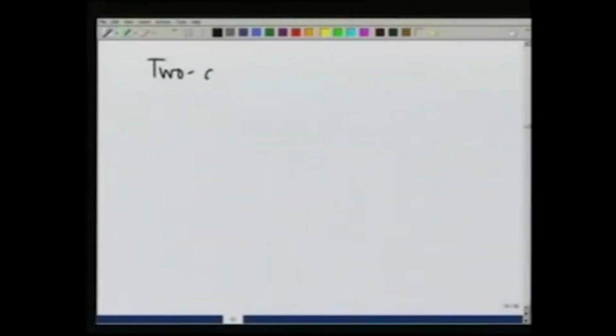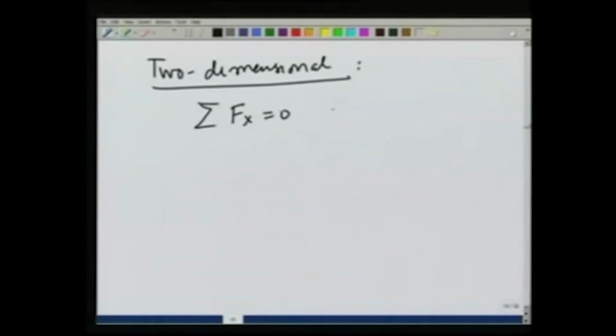You may have noticed that so far we have been doing problems which are essentially two-dimensional, in the sense that we have been looking at equilibrium conditions that summation f x is equal to 0, summation f y is equal to 0 and summation tau z is equal to 0. So, we have been talking about two force components x and y and one component of the torque, and that is in z direction or the torque about the z axis. Now, let us generalize this to 3 dimensions.